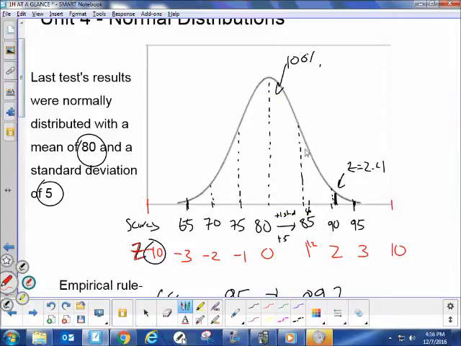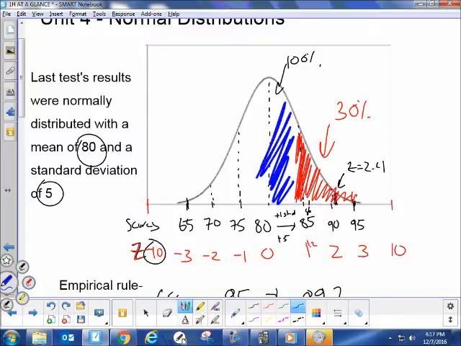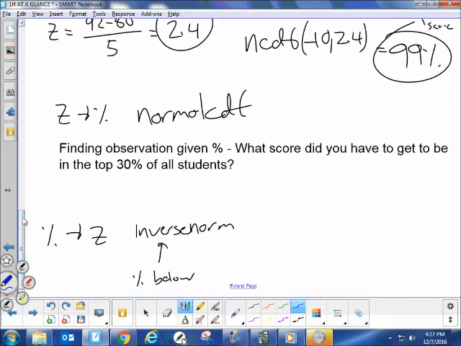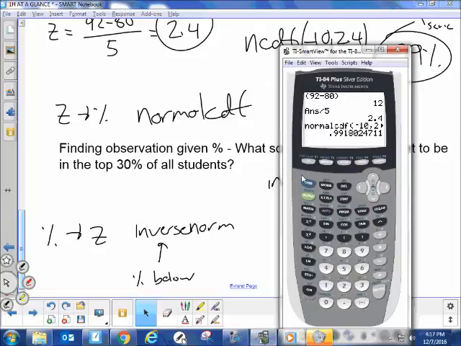Top 30% would be approximately this area here. Well, inverse norm can't take that value and turn it into the z we're looking for. Instead, you would use the fact that if 30% is up there, 70% would be below that. Inverse norm wants the percent below, so inverse norm wants the 0.7. So I'll do inverse norm of 0.7 to figure out the z value that I want. Second distribution, inverse norm 0.7.